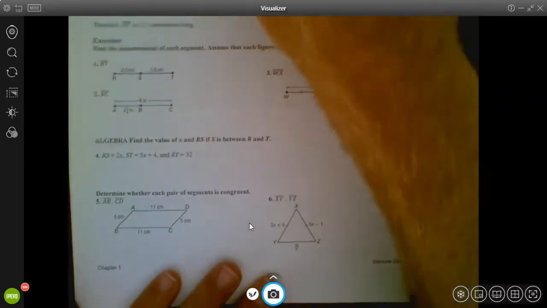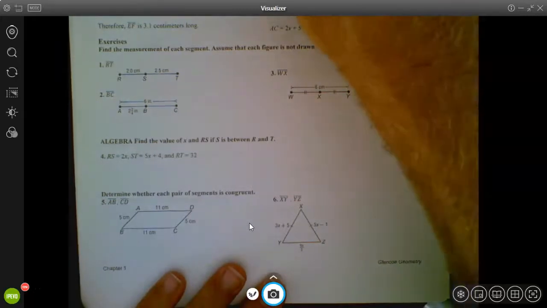So here's where you can pause and try numbers 1 and 2 on your own, and then I'll come back with you for number 3.